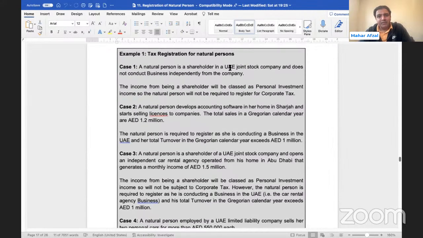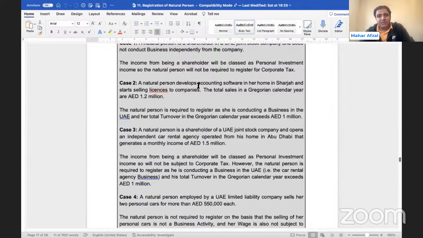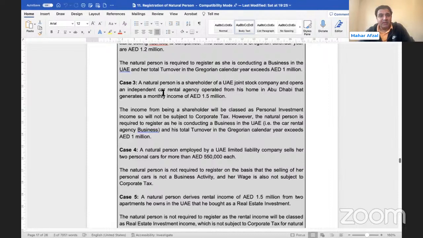A natural person holds shares in a joint stock company. Income from the shares is personal investment income, because holding shares in the company does not require a license. A natural person develops accounting software at home. From the software, they are generating revenue, which means they are doing business. A natural person is a shareholder of a UAE joint stock company and opens an independent car rental business. Whatever they are getting from the joint stock company will not be subject to tax because it doesn't require any license.